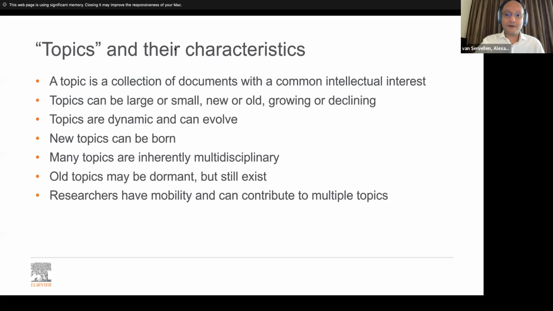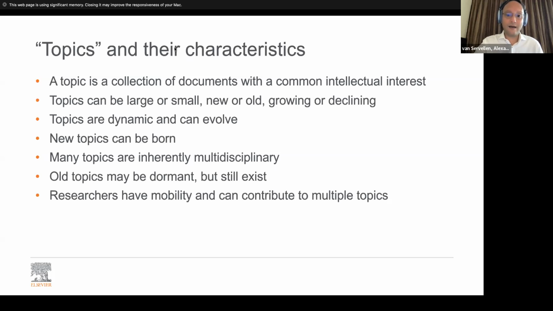The topics are, as mentioned, inherently multidisciplinary because they group papers based on citation behavior, not based on journal categories. It's not based on subject areas. You might have old topics that are not really actively being investigated. For example, nickel-cadmium batteries were a big thing in the 80s and 90s, but now that we have lithium-ion, that research is probably still there. It may not be something that a lot of people are very actively pursuing at this moment.